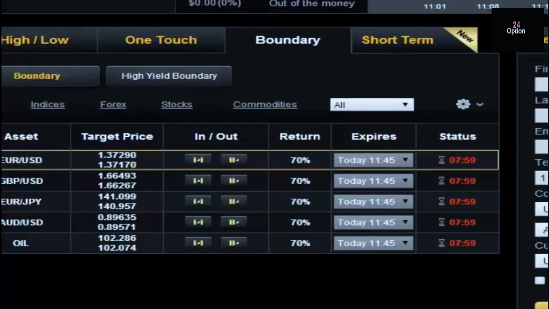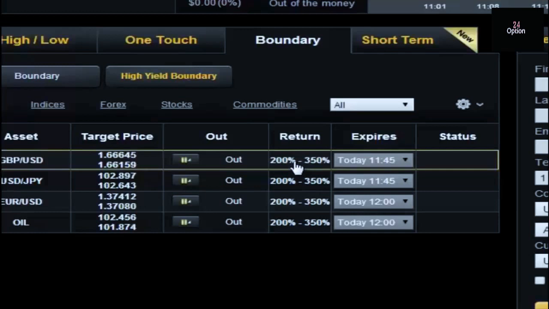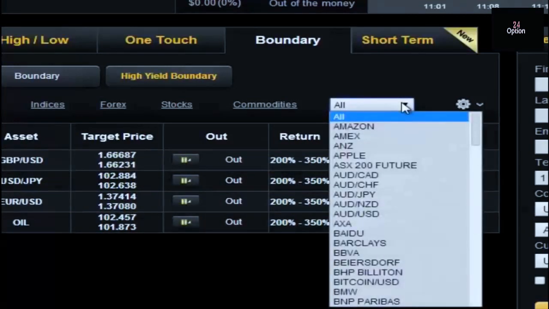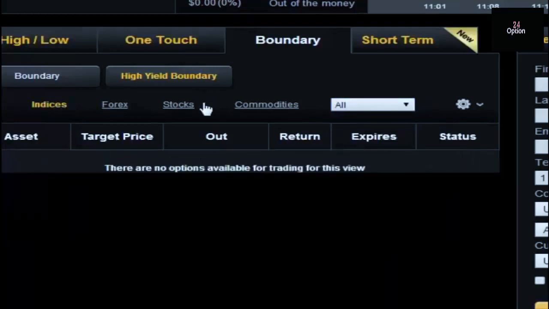For their standard boundary binary options, the payouts again are anywhere between 70 and 85%. They also have the high yielding binary option, and in that case, similar, the ranges might be a little bit further away, and the return profile that they offer is much greater for that particular type of high yielding binary option. They again list all the types of assets that you can trade, again in individual subcomponents such as indices or Forex or individual stocks.